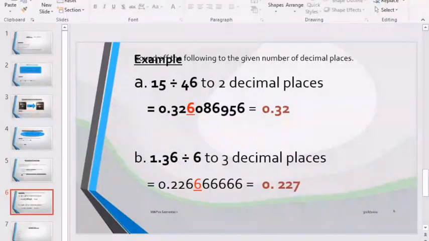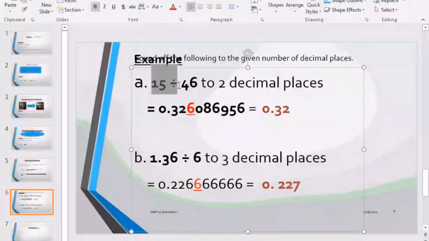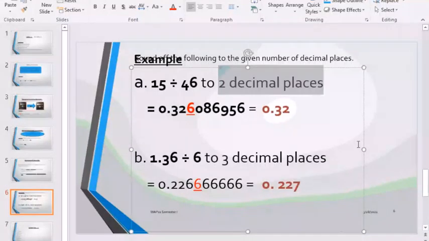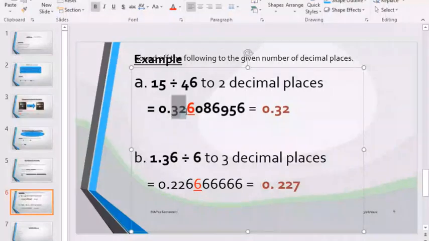I know that in sentence it doesn't really make sense, but let's look at this one here. A very simple example is 15 divided by 46, and the question says to round it off to 2 decimal places. So if we count 2 decimal places, that's 1, 2. But this value will depend on the next number after 2, usually known as the reference digit. Since the reference digit is 6, which is more than 5, what do we do? We add 1 to the previous number.